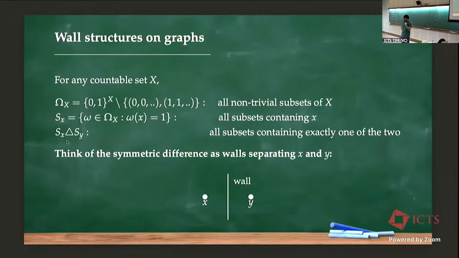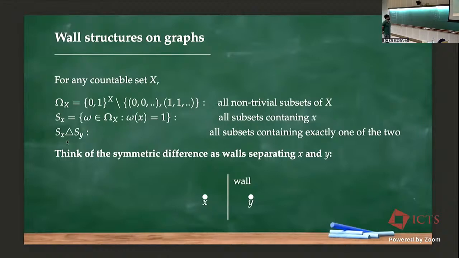For most practical purposes, we can construct the space in a universal manner, so it's a canonical space. Omega of X, you can think of as all non-trivial subsets of your set X. And you define S of X as all the subsets that contain the element little x.